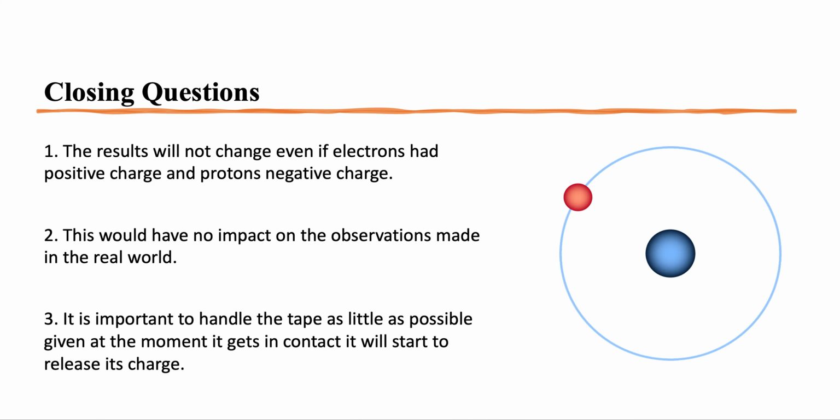Finally, moving to the closing questions and final remarks, we have the question: what if electrons had positive charge and protons had negative charge? I responded that there would be no change in the outcome of our program. Similarly, this would have no impact on the observations made in the real world. And finally, we asked why it's important to handle the charged tape as little as possible. It is important because the moment it gets in contact, it will start to release its charge, and we are trying to maintain all of the charge possible in the tape and make sure they don't start transferring charge.